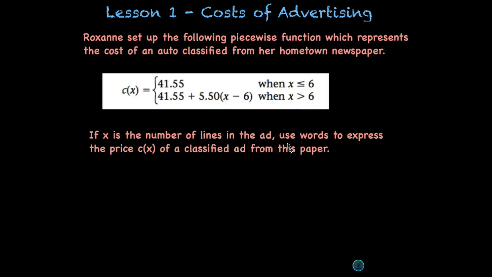So writing this in words, I would say the cost of an ad is $41.55 up to 6 lines. Beyond 6 lines, I will have to pay $5.50 per line beyond the 6.